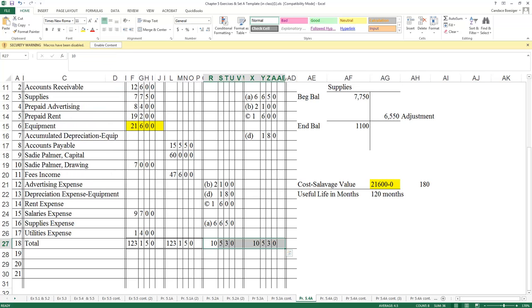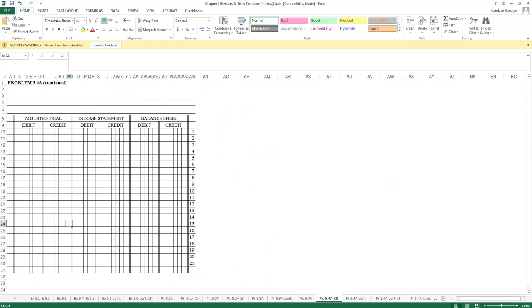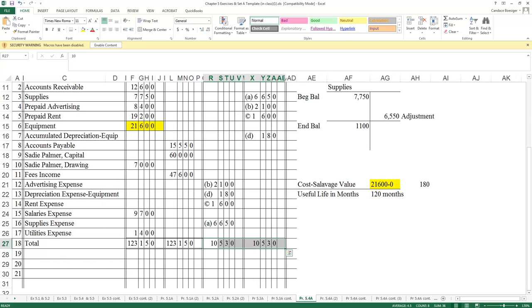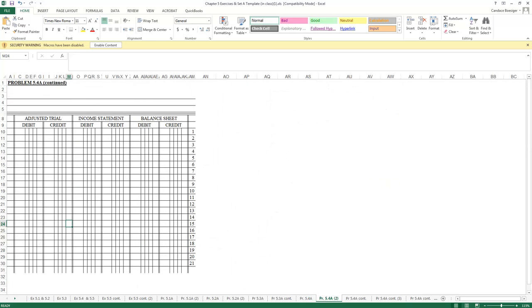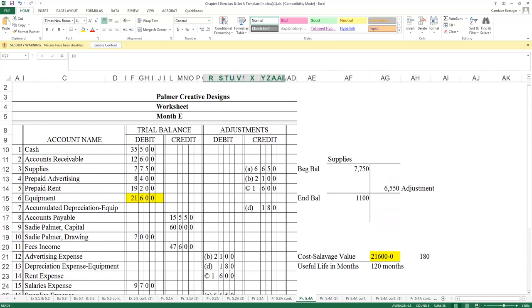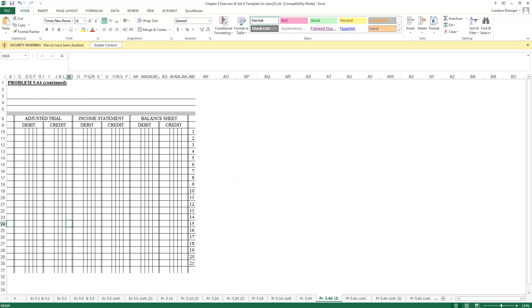Now, here's where it changes a little bit. On my screen, I have to go to the next tab to see my next columns. In your book, you just keep moving on. So now we have to look and see what we need to do for this adjusted trial balance. Okay, adjusted trial balance. If it's cash and there's no adjustment, we're just going to take this debit straight across. Straight across. So in your worksheet, the very top line is going to be 35,500.